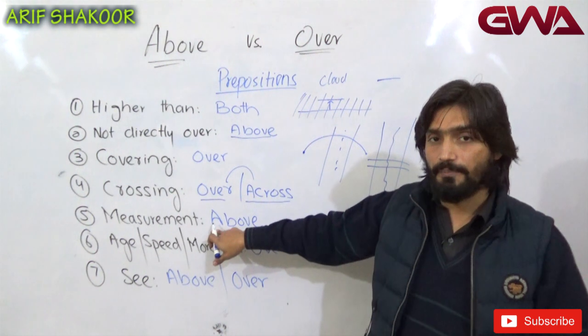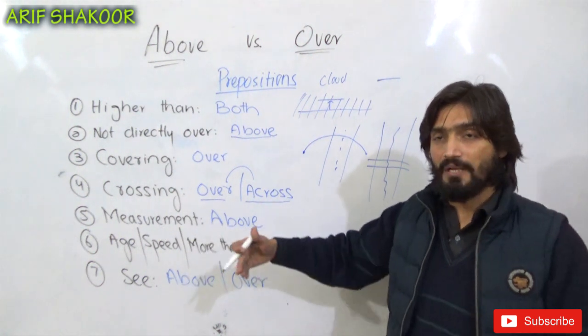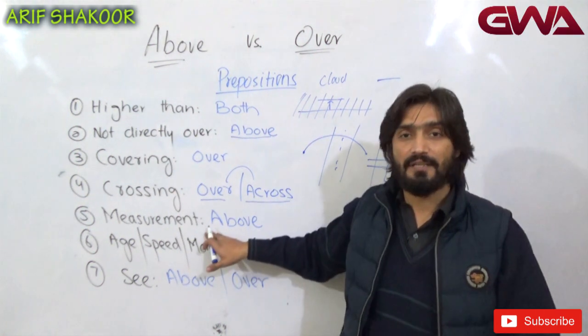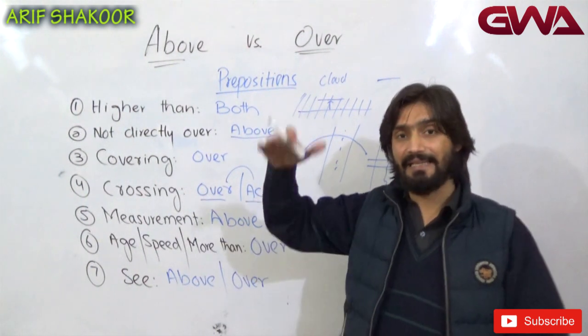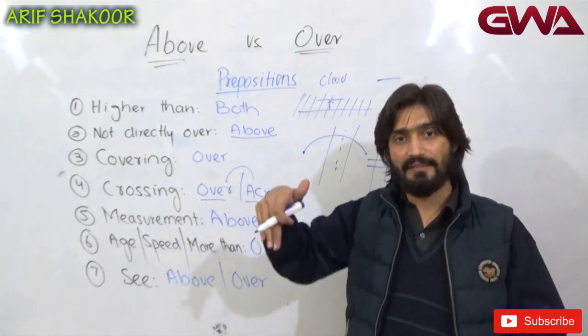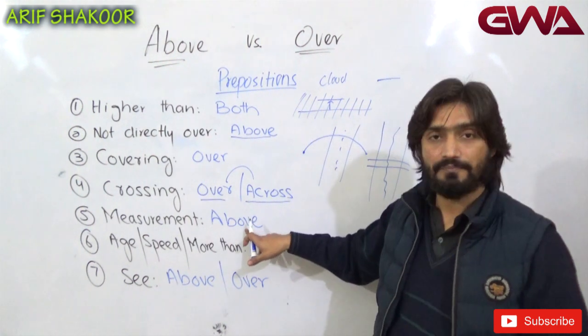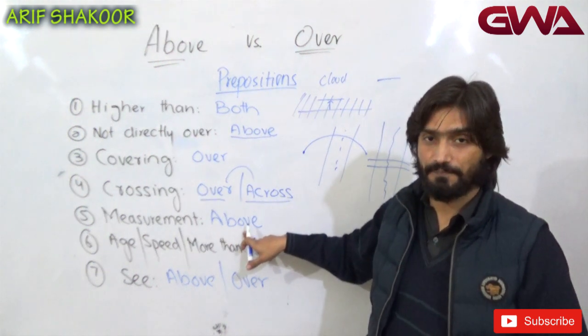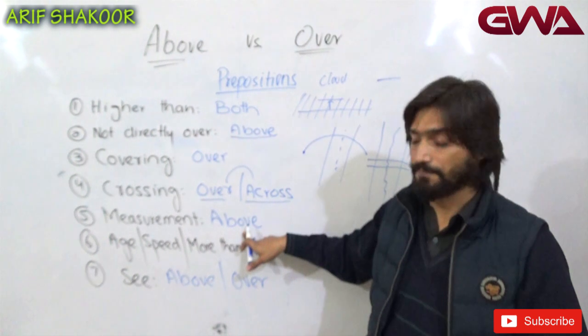The 5th point, measurement. When you are talking about different kinds of measurements like height, length, width, depth, we use above, not over.